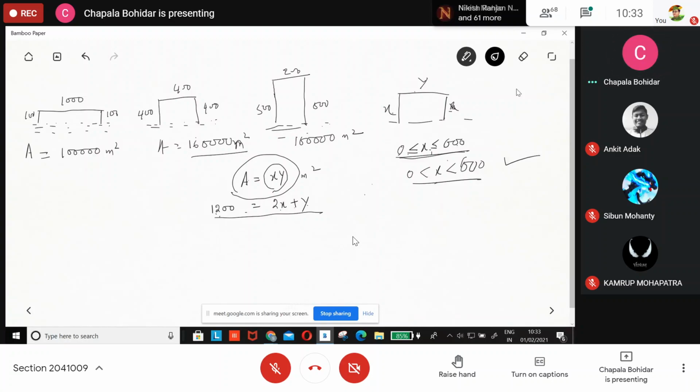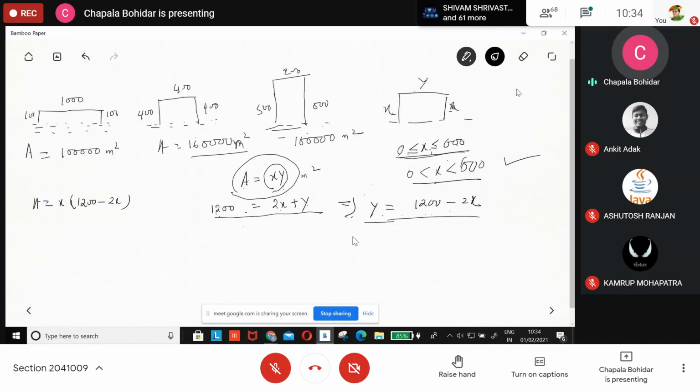Okay. So we can change this now as a function of one variable. So I can write down this implies y is equal to 1200 minus 2x. From the constraint, I'm getting y is equal to 1200 minus 2x. Is that clear? Yes, ma'am. Okay, I can put here, so I'll get the value A is equal to x into 1200 minus 2x.